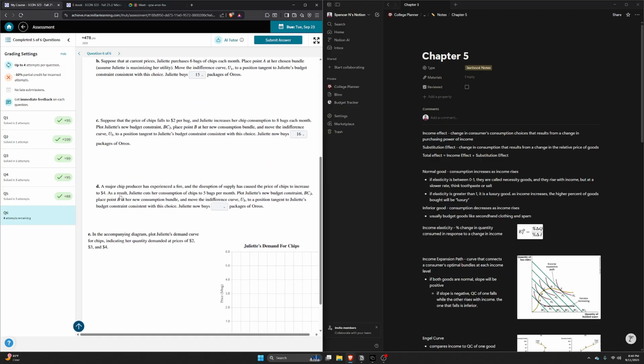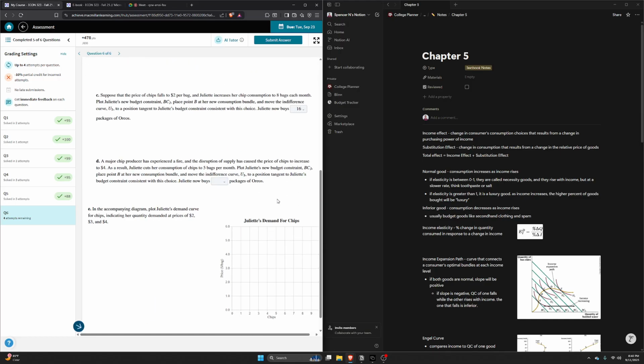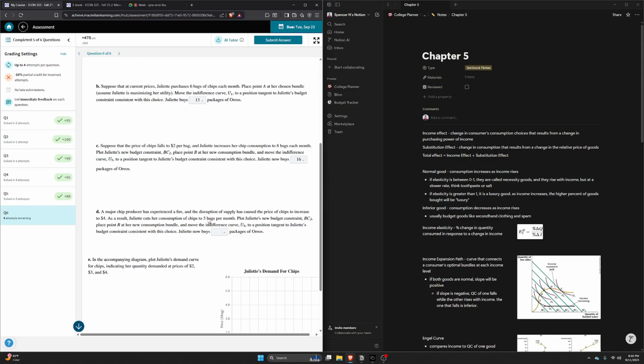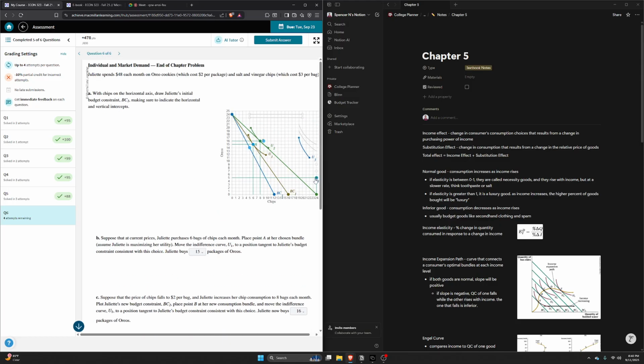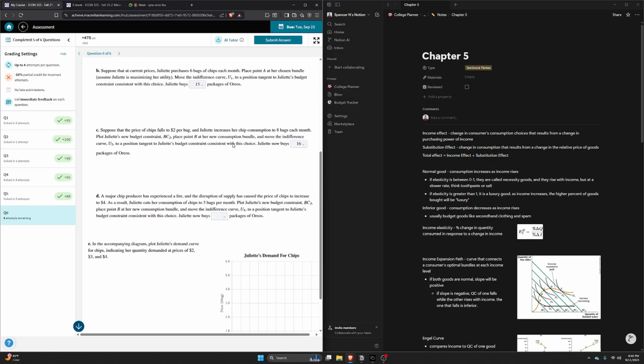Okay. And then the chip producer catches on fire, and now the price of chips is $4. Yikes. Oreos didn't change. She can now only buy 12 bags of chips, and she goes to 5 bags a month. So we're going to go 5 bags of chips per month right there, and then we're going to place our utility curve right there. How many Oreos? She's buying 14 Oreos.